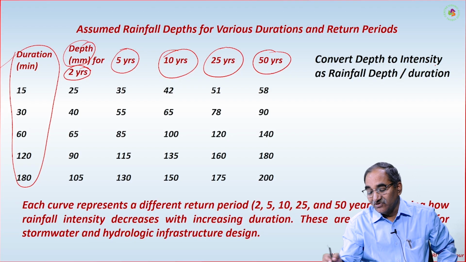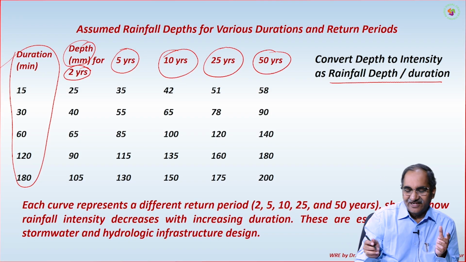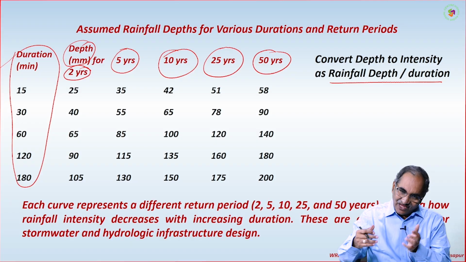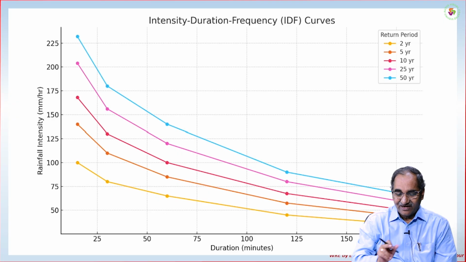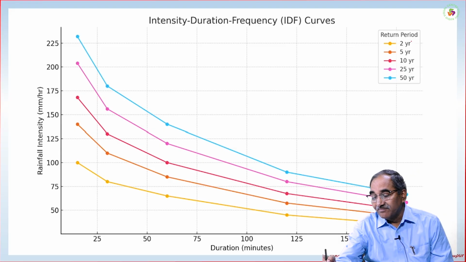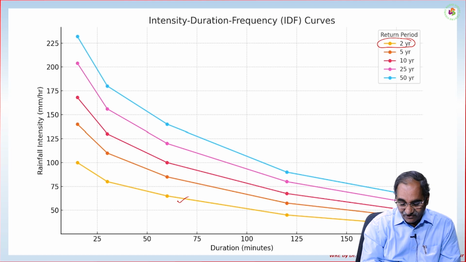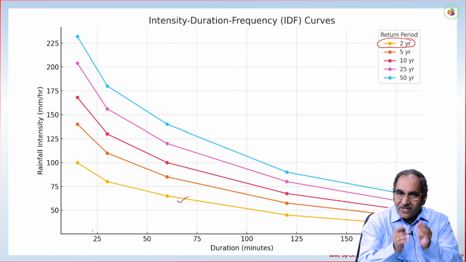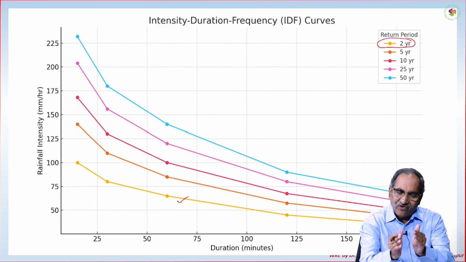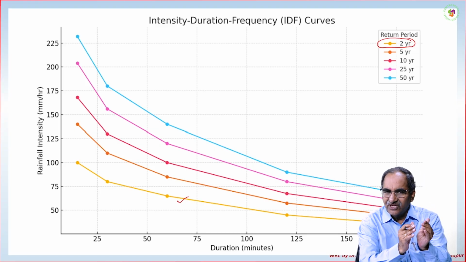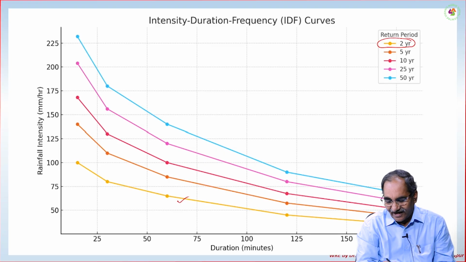Naturally, convert depth to intensity: rainfall depth divided by duration. If you put it, automatically you will get the intensity. I am not going into the formula right now; I will show it with the formula in the next problem. Then we have drawn the curves. See, for example, the return period of 2 years. Now this is the graph, so intensity versus duration we have plotted. I have taken the rainfall depth for a return period of 2 years and calculated intensity, which is rainfall depth divided by duration. From there I got it and then plotted it.